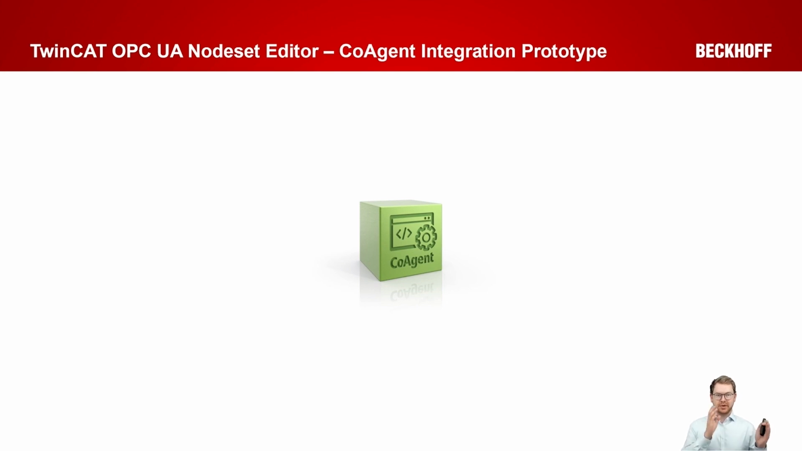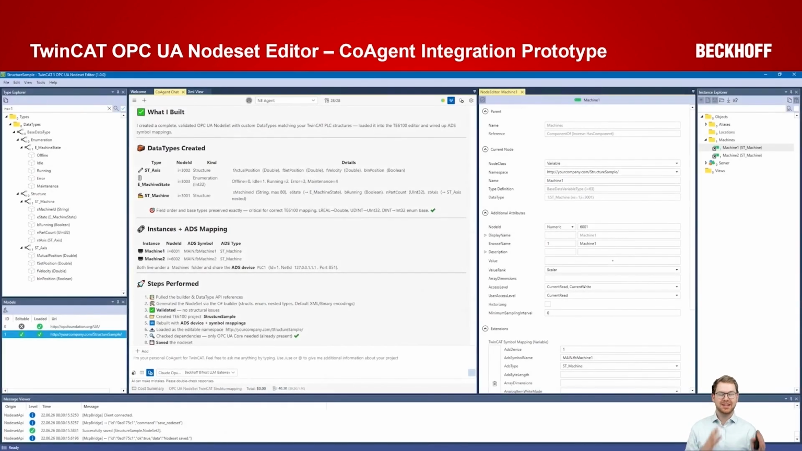And the TwinCAT Nodeset Editor Co-Agent integration basically means that within the Nodeset Editor, you can see this in the center left, you have a co-agent chat window with which you can communicate, that can not just give text back to you, but that can also interact with the UI of the Nodeset Editor and the nodesets that you're working with. So what you can see here is the chat window and the types and instances, and we're now going to focus on the most important.